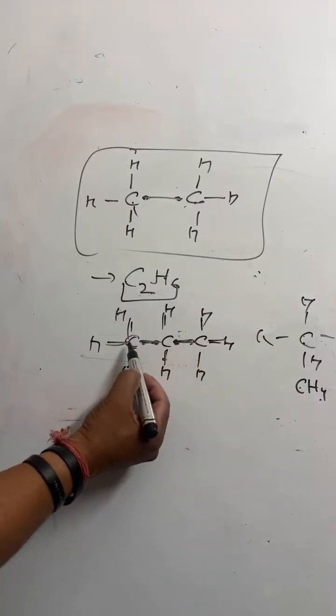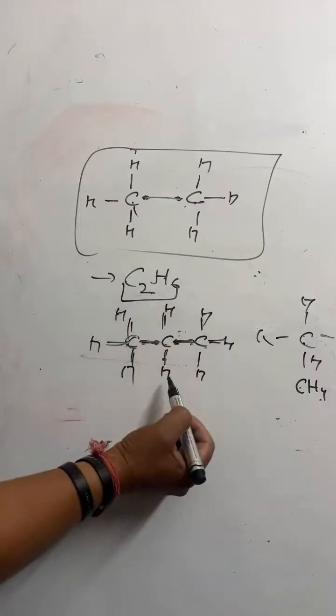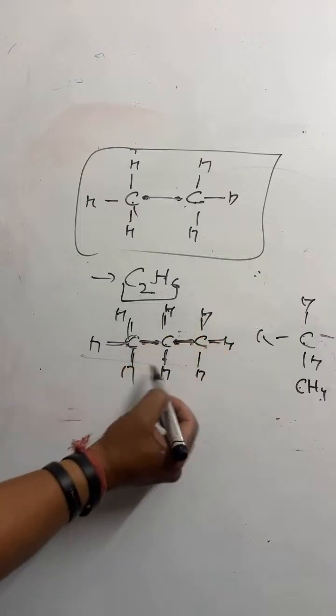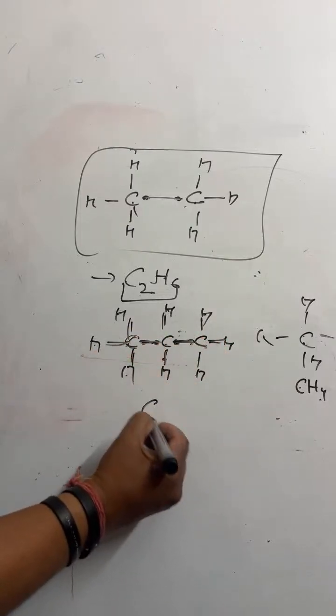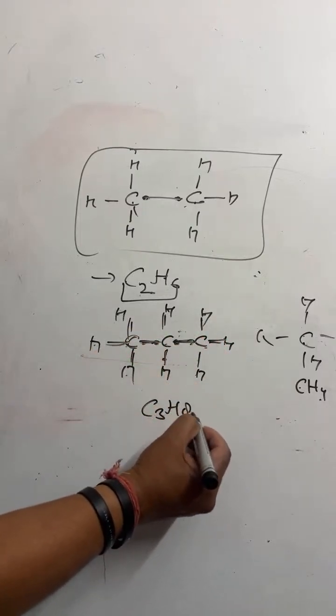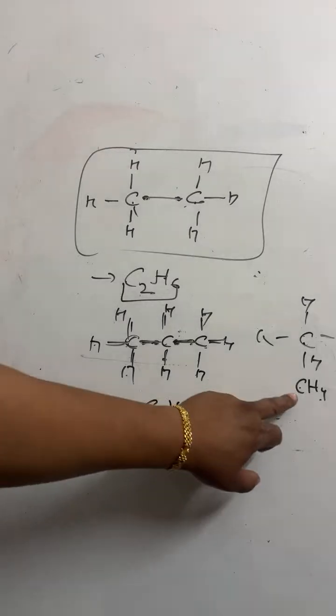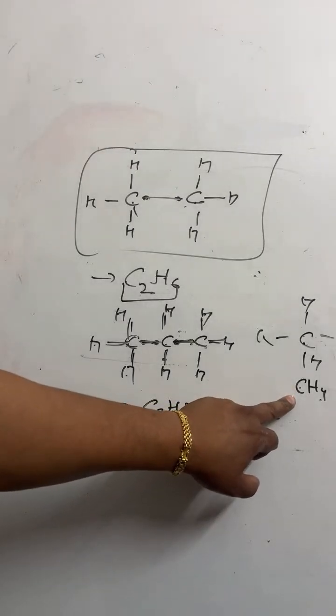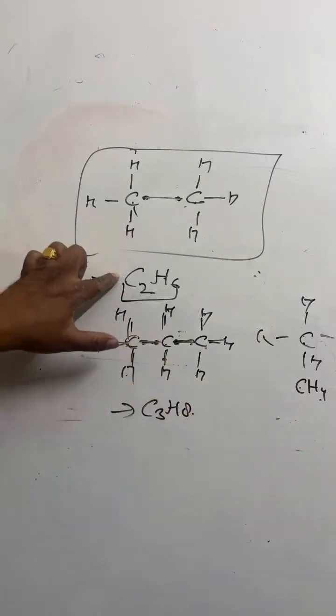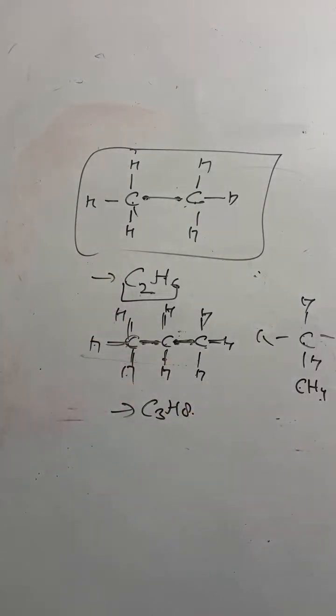Okay, so if you have 3 carbon, how many hydrogen are required? 1, 2, 3, 4, 5, 6, 7, 8. So for 3 carbon we have 8 hydrogen. So this is the next element of the series and it is called propane. It is ethane and it is propane.